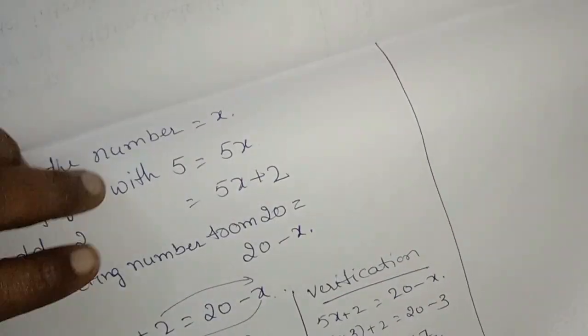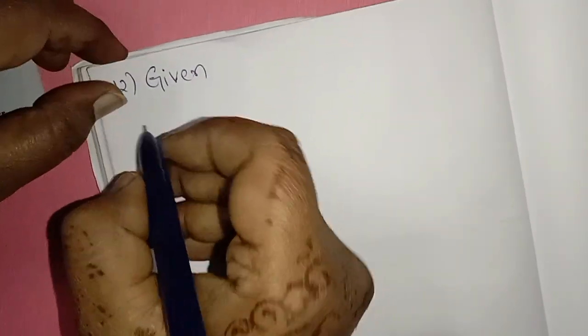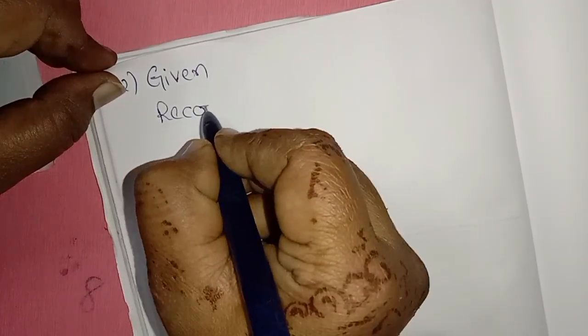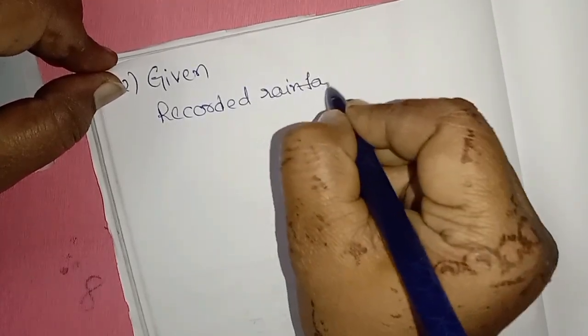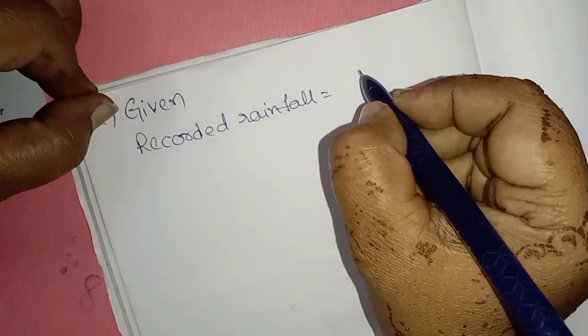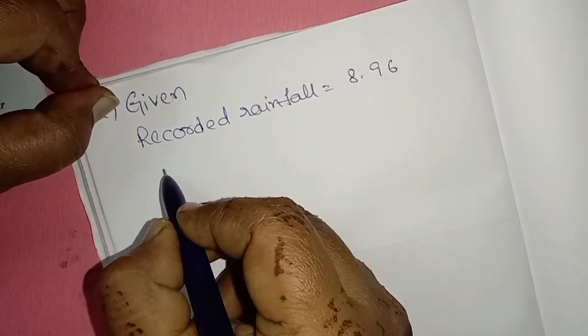This page is not sufficient. Which question? 12th question. What is the given information? First write the given information. Given: recorded rainfall 8.96. Time duration of rain.